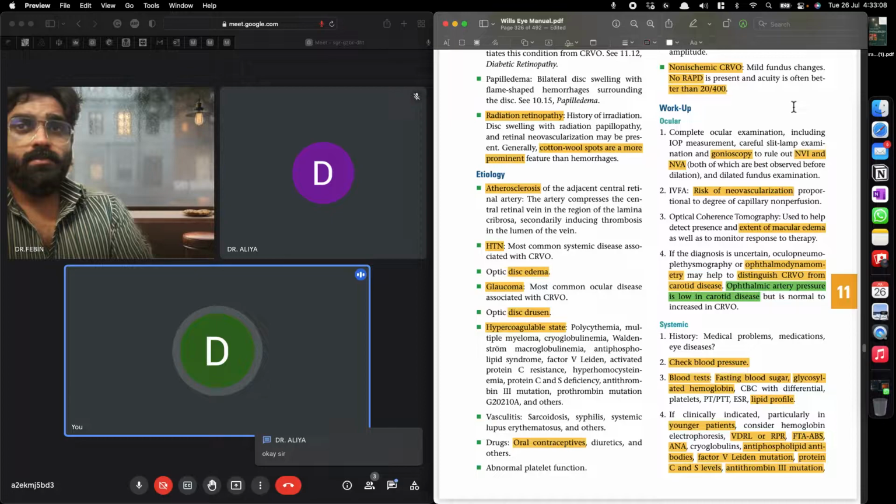So actually I was about to ask you, would you perform a PRP if there are significant areas of capillary non-perfusion, or would you wait for NV to come in?